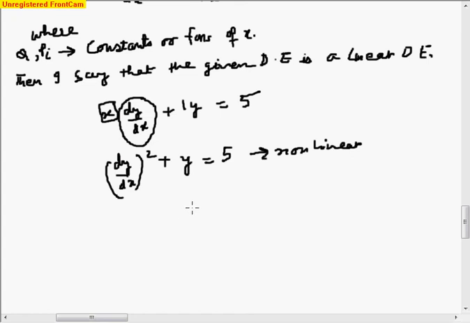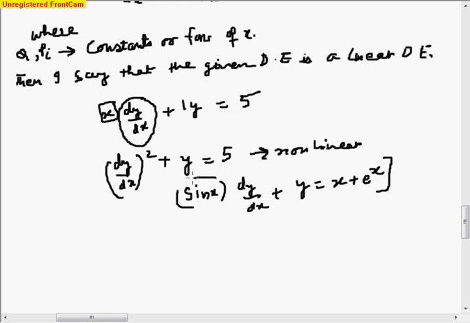For example, see this differential equation, sin x into dy by dx plus y is equal to x plus e raised to power x. Is this a linear differential equation? Yes, because here this is my coefficient, which is a function of x only. Here the coefficient is 1, right? And here q is a function of x only. So this is a linear differential equation, right?